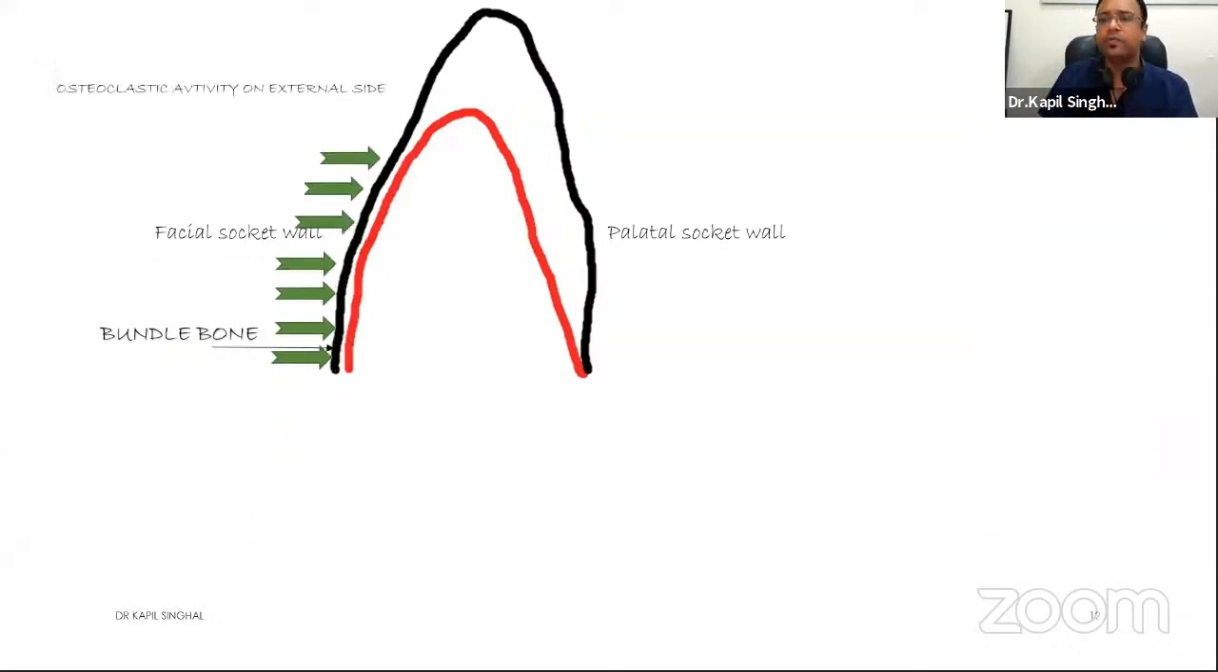Also, what happens as you pull out this tooth, there is some osteoclastic activity on the external side of the bone. Whenever you pull out this tooth, there is some osteoclastic activity on the external side of this bone that further resorbs this bone and reduces its thickness.